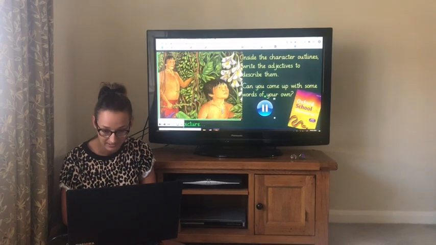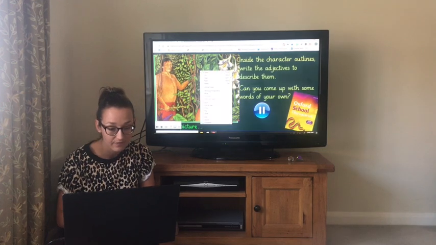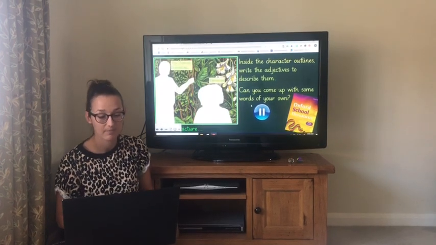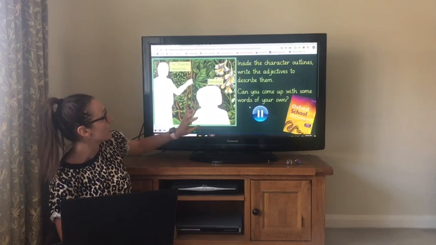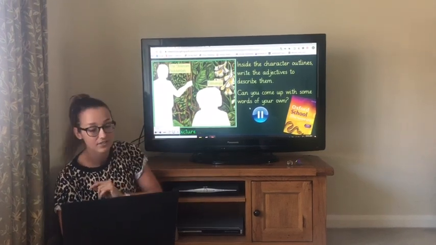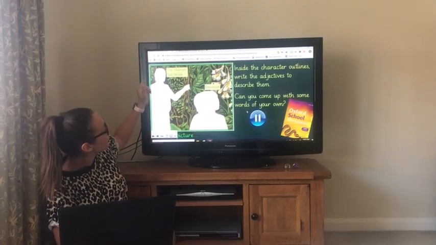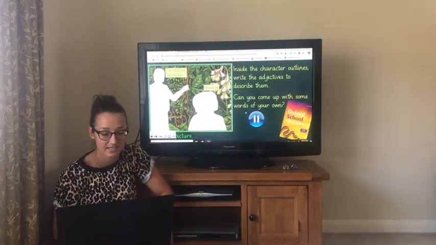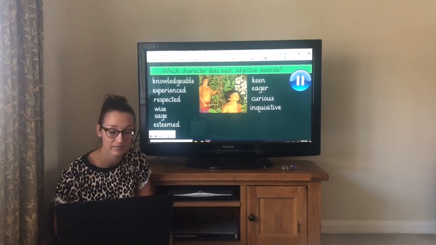So if you have a look at the slide, on the website you will have something that looks like this. Okay, so it's basically the outlines for the characters. You've got the shaman, you've got Kamanya. What I'd like you to do is pause me in a second and fill the character outlines with some adjectives. Now, absolutely, you can pause here and you can use some of these words.